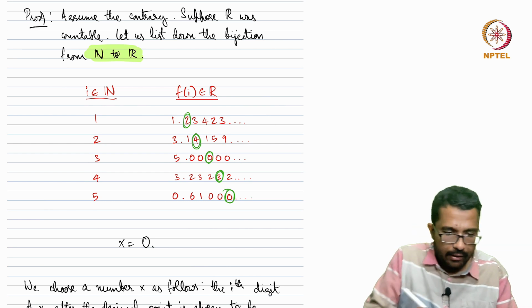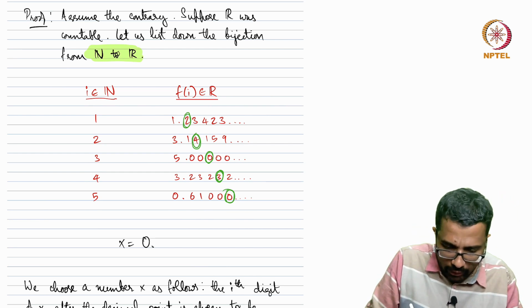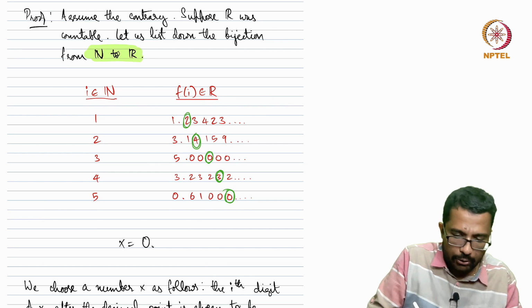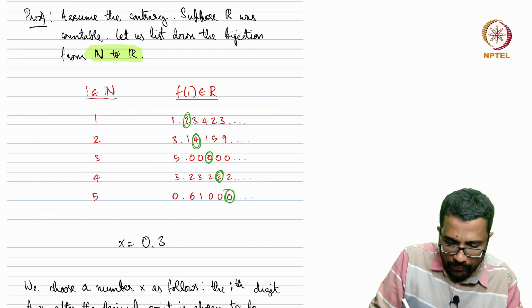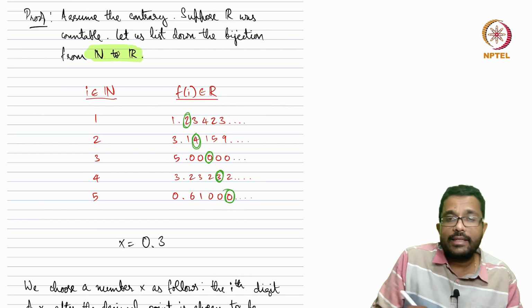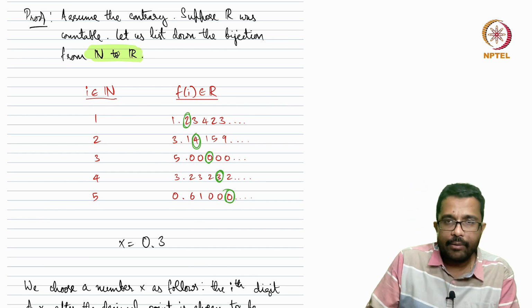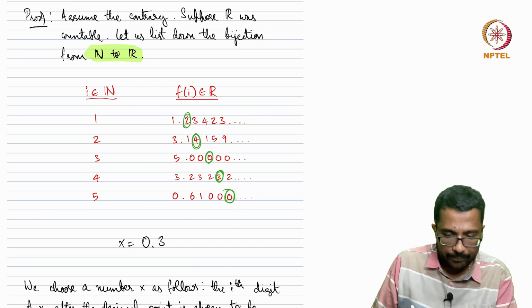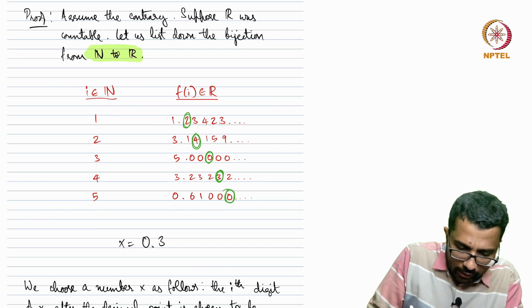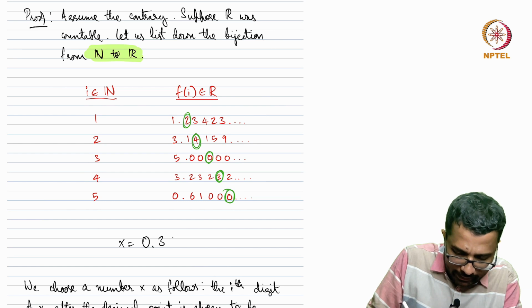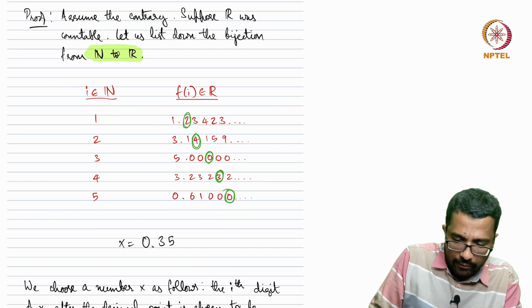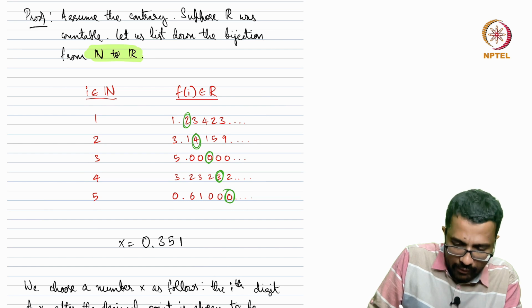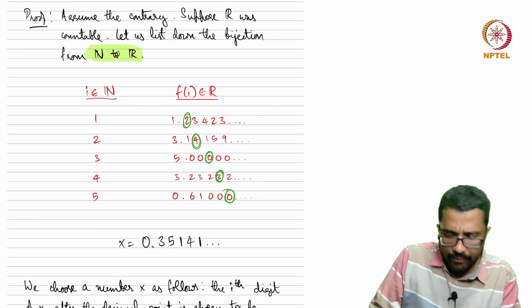So when writing down x, I know the first digit of f1 is 2, so I will write 3 here. The goal is that x is going to be different from f1 because its first digit after the decimal point is different from that of f1. Now the second digit of the second number is 4, so I will write, let's say, 5. The third digit of the third number is 0, so let me write 1. The fourth digit of the fourth number is 3, so let me write 4. The fifth digit of the fifth number is 0, so let me write 1. Right, so I've written something.